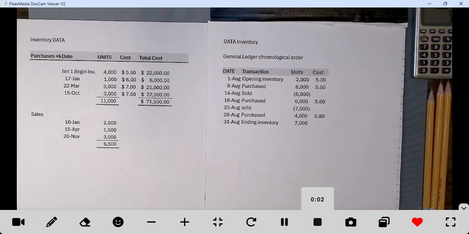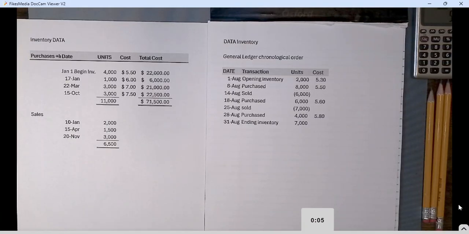Hello, this is Professor Campbell, and I'm going to go over the different ways that we calculate the inventory based on the cost flow.